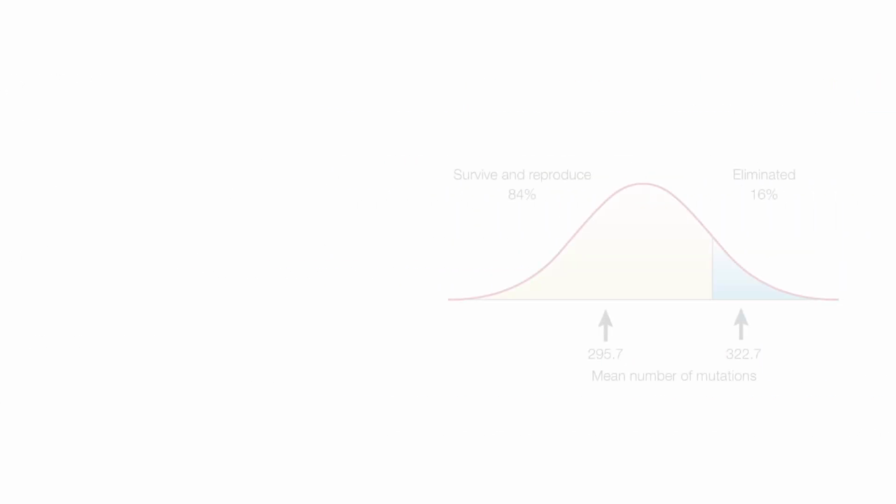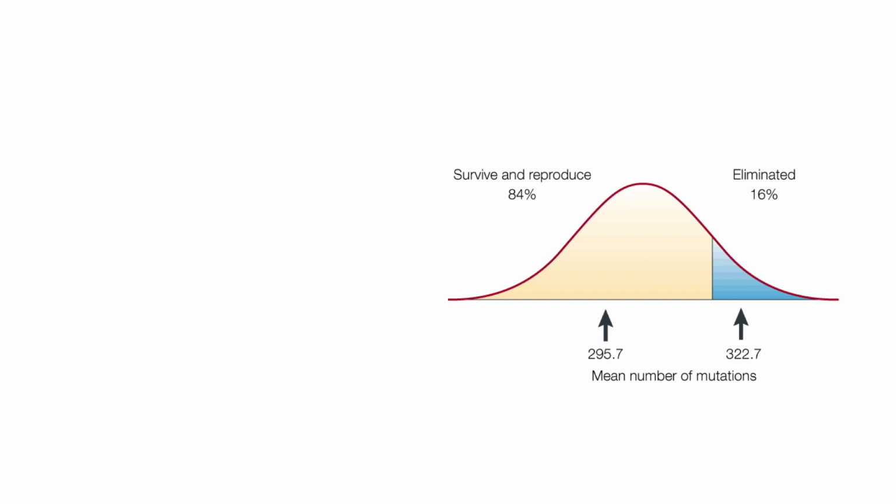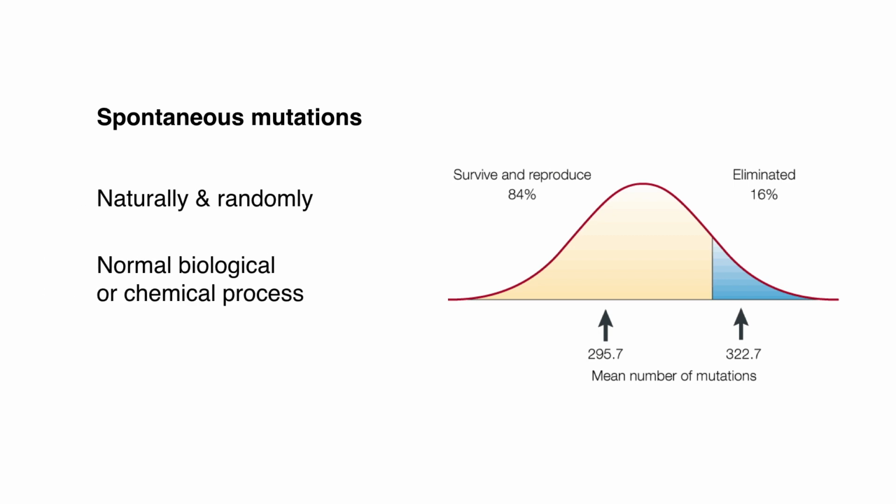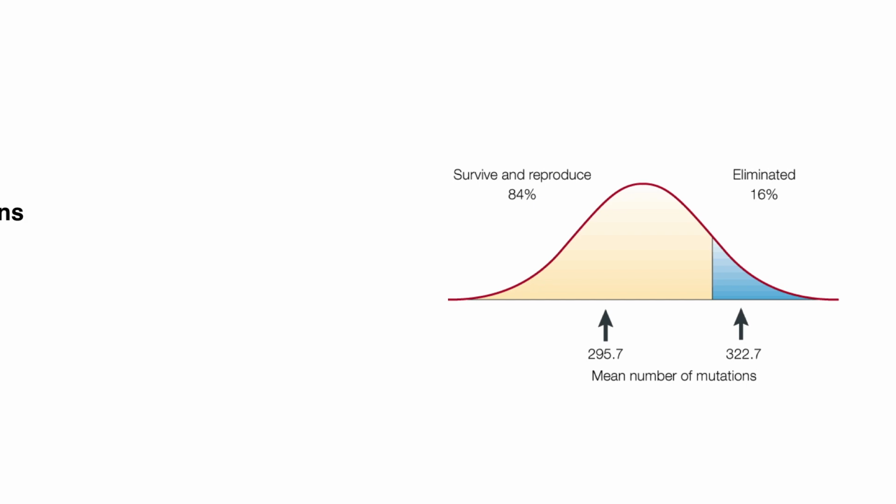Now, there are two types of mutations based on origins. They're either spontaneous mutations. These happen naturally and randomly. They usually link to normal biological or chemical processes in the organism, altering the structure of nitrogenous bases. These occur during enzymatic processes of DNA replication. There's always some rate of spontaneous mutation in your genome, as opposed to induced mutations. Now, these happen because of mutagens.